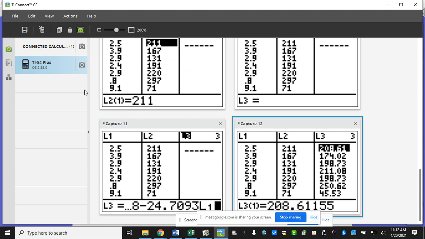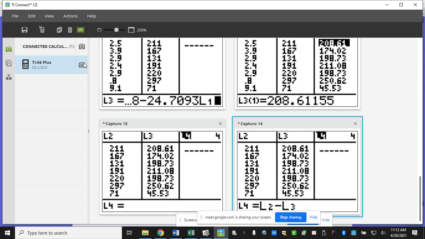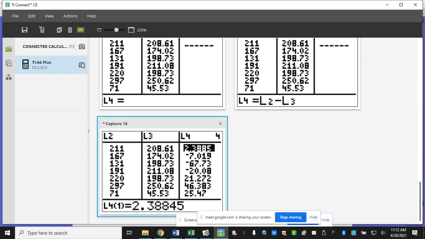So I'm highlighted with L4, and I type in L2 minus L3, and then hit enter, and it fills all of my residual values for me. Anybody questions, calculator questions, anything at that point? Now I'm going pretty quick, but remember that I'm just going to post this video, so pieces that you missed out on, just go back and watch those pieces.